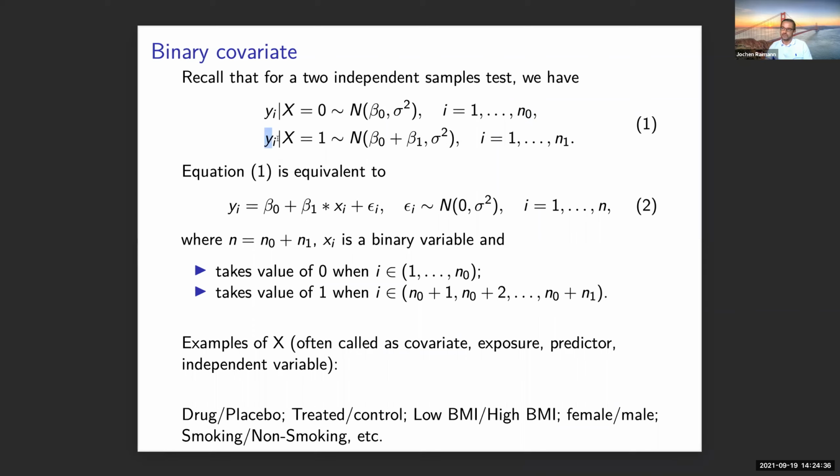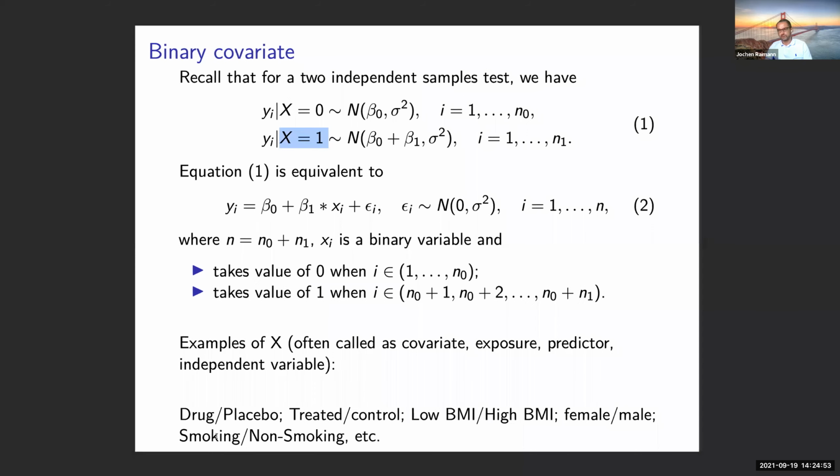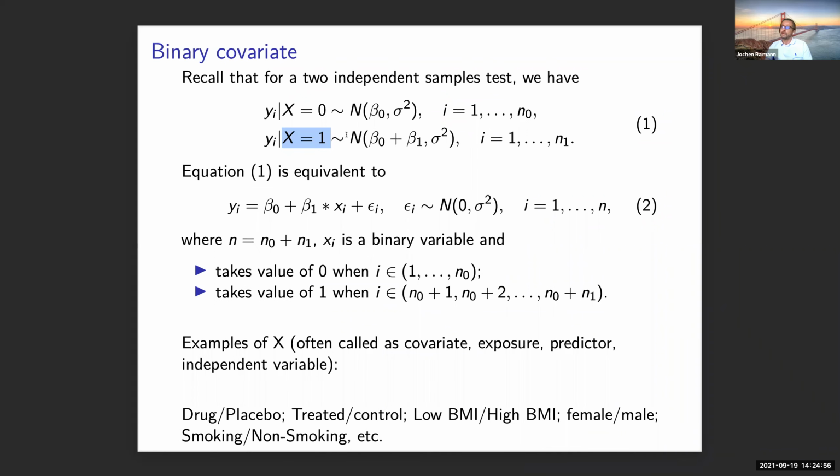So now if we are doing the same thing for yi, for the response variable, for the subset where x equals 1, so for those that are treated with the actual drug, those that have a high BMI, those that are male or those that are female, or those that are smoking or non-smoking, etc. So we're basically looking at beta 0, which is the same as these, plus a beta 1, again with a variance around the mean. And this goes from i equals 1 to n1. So this is the sample size in the subsample where x equals 1.